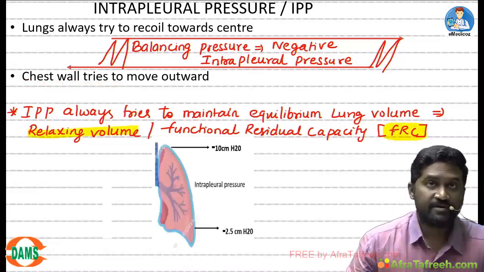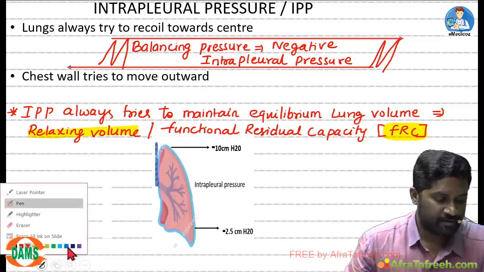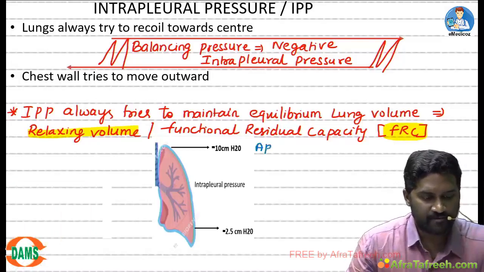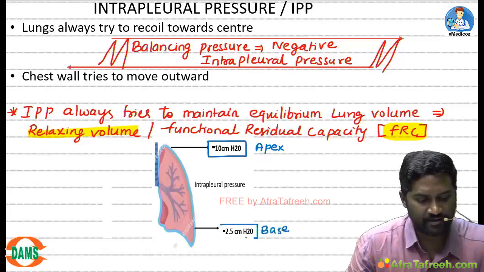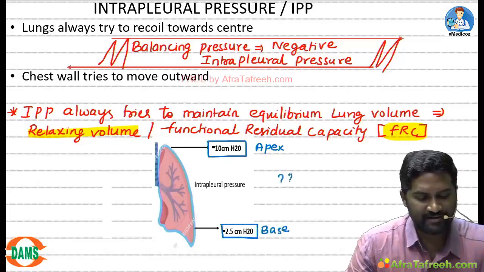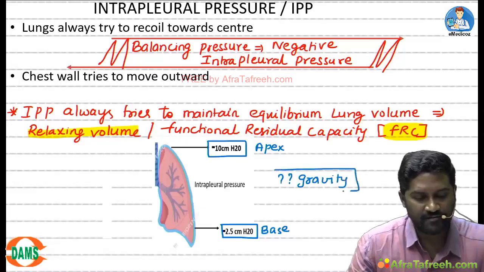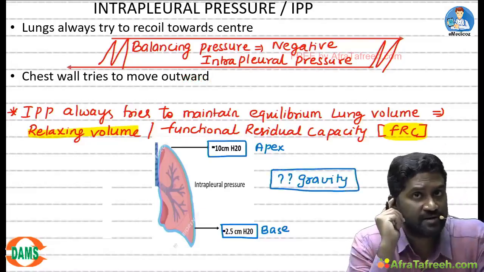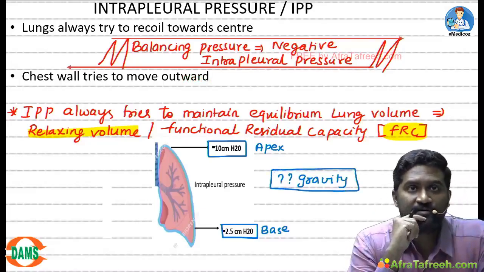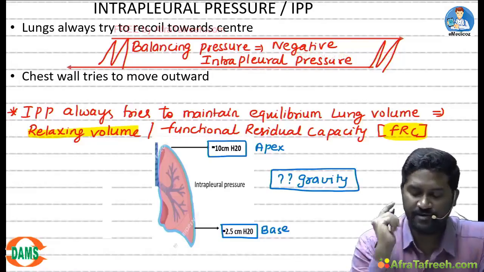When they measured the pressure, they found it was not the same throughout the lung. In the apex, it was more negative. In the base, it was less negative. They thought this regional difference was due to the influence of gravity, but the exact reason is not known. In the apex, it was more negative, minus 10 centimeter H2O. In the base, it was less negative, minus 2.5 centimeter H2O.